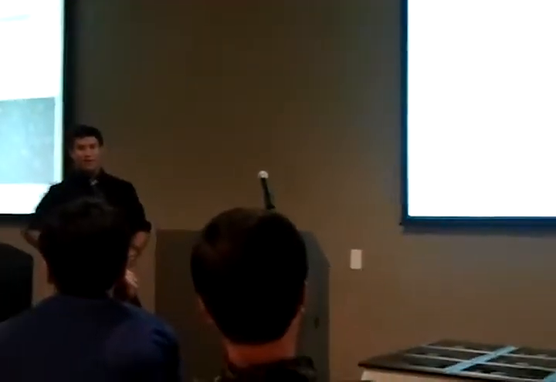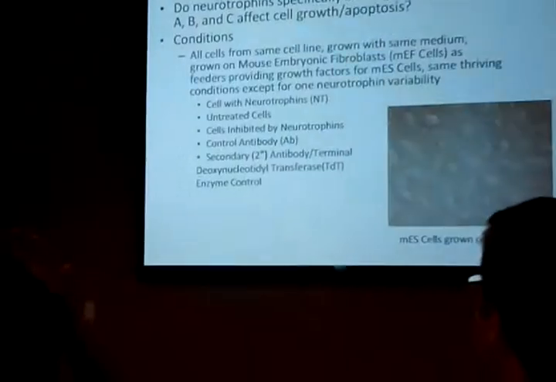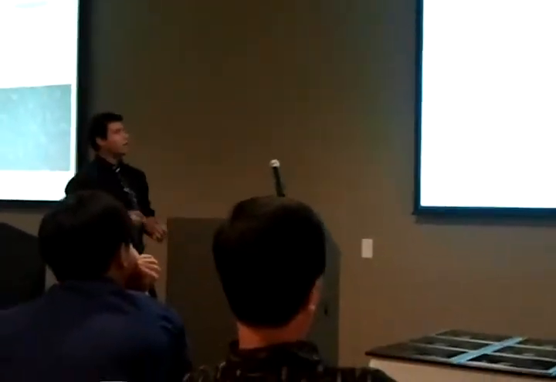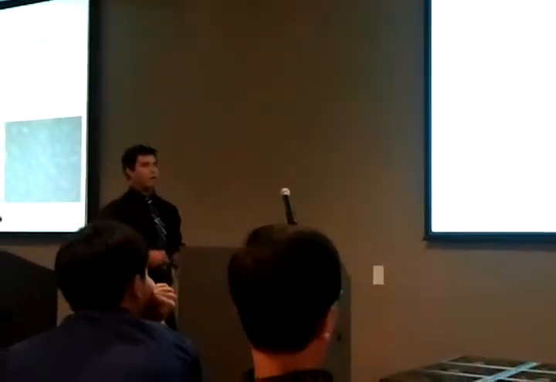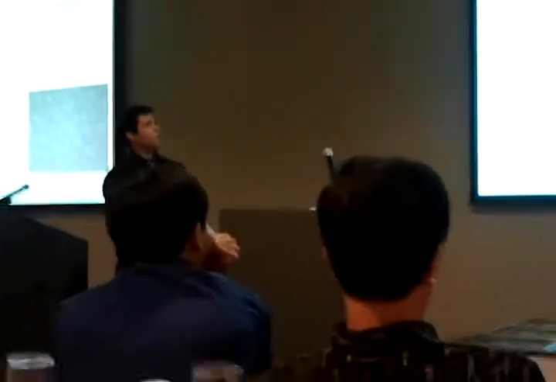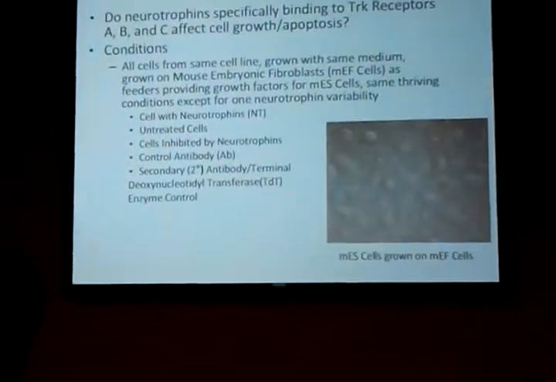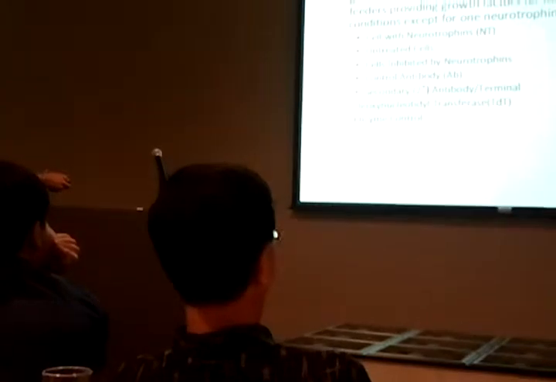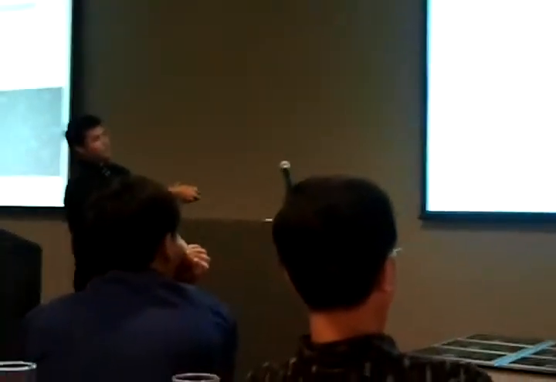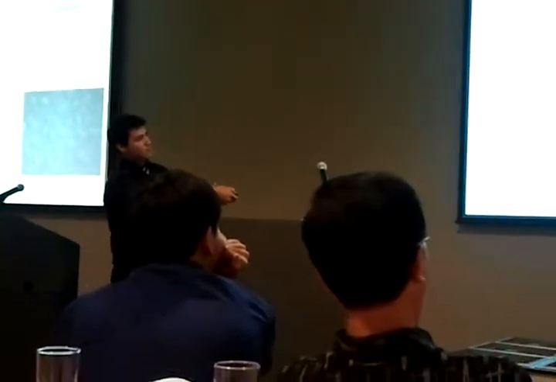Alright, so we know that the neurotrophins aid in survival of the cell, except do they do this by mitosis or by terminating apoptosis? In order to test this, I grew everything in the same conditions. You can see I grew my embryonic stem cells on embryonic feeder cells. Here's a picture of the mouse embryonic stem cells right here, and these stringy looking cells are the feeders that they're growing on.